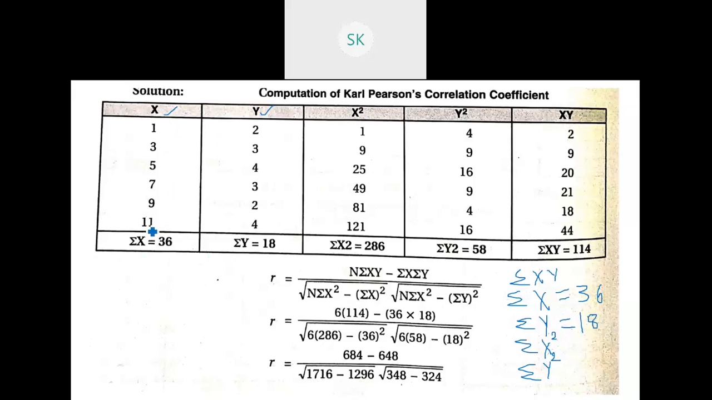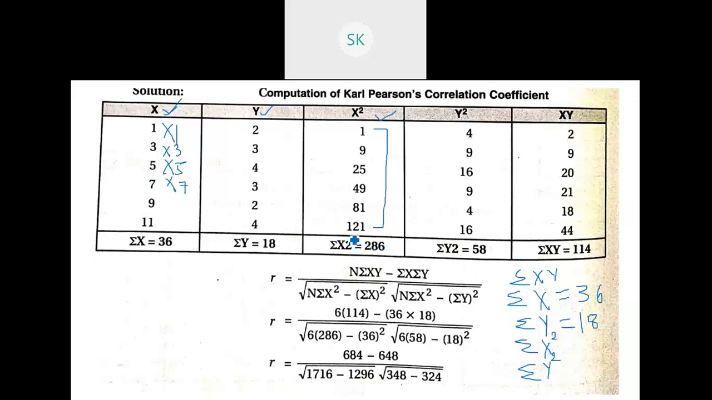Now, since there is no need to calculate any deviations, no need to calculate the arithmetic mean or anything, let's blindly square these x values. Squaring is multiplying the number by itself. So 1 into 1, 3 into 3, 5 into 5, 7 into 7, and so on. Once you square them, you get x square. Now this total of x square is the next important number.